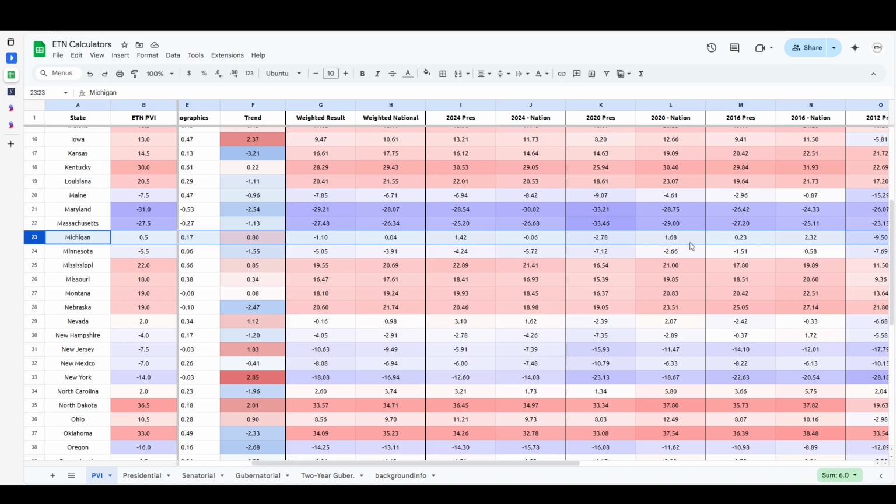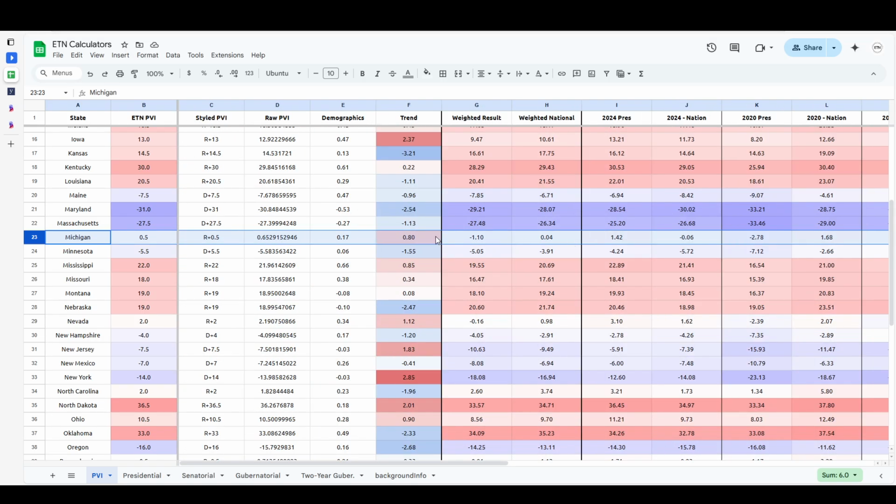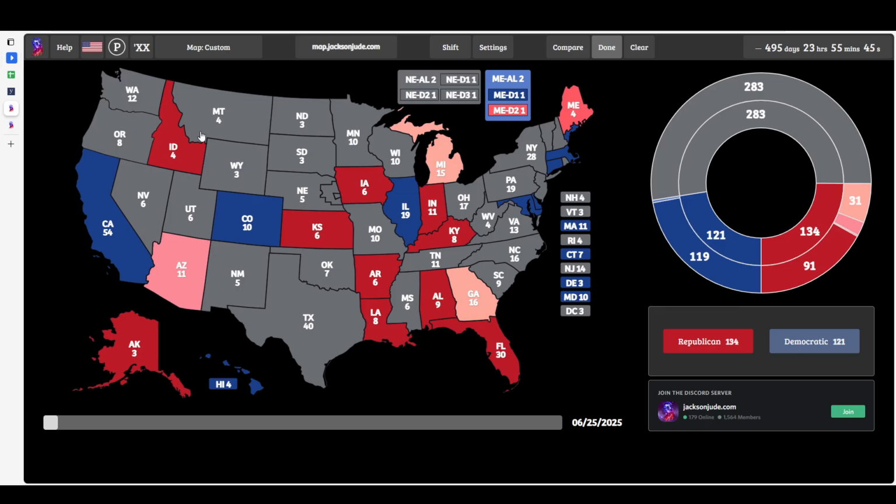So it's not enough of a left trend to combat the fact that it went from 9 points to the left of the nation in 2008, 5.5 in 2012, 2.3 to the right in 2016. So those still outweigh the recent slight leftward trends in the state of Michigan. So it is going to be R plus 0.65 on the map here.